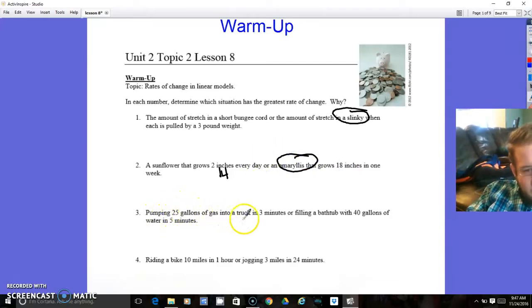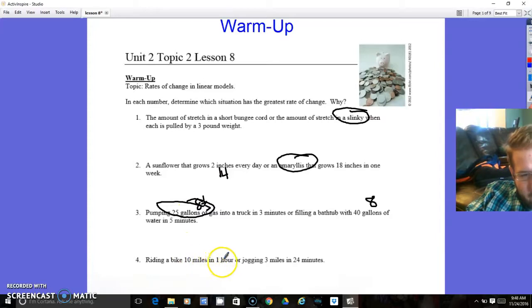Pumping 25 gallons of gas into a truck in 3 minutes, or filling a bathtub with 40 gallons of water every 5 minutes. Well, what I'm going to try to do here is find the unit rate. 25 divided by 3 is slightly more than 8. I believe that's 8 1/3 per minute. And this one is 40 gallons in 5 minutes, which would be exactly 8 gallons per minute, which means the pumping gas is slightly more by 1/3 of a gallon.